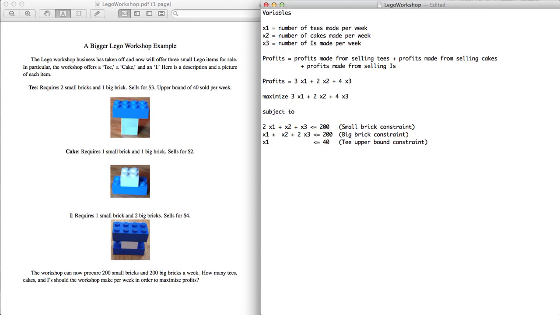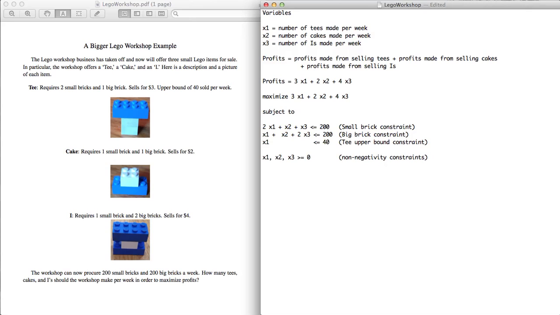So for example, if I set x2 to be -1, then what's going to happen if I look at the small brick and big brick constraints is I'm going to get one extra small brick and one extra big brick, which we don't necessarily want to happen. So we'll have x1, x2, and x3 are all greater than or equal to 0. And so these are the non-negativity constraints on our variables.